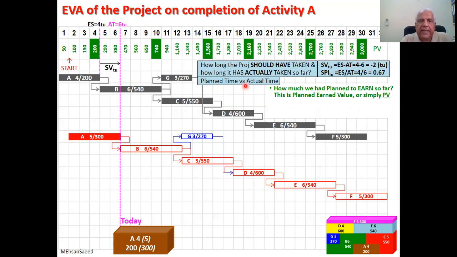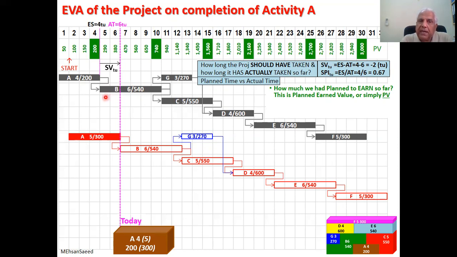Now, if we look at the Gantt chart, today we are here, and as of today, what had we planned to earn? Well, we had planned to earn activity A in full and a portion of activity B. If you can see, activity A is spread over 6 days, call them 6 portions. And out of 6 portions, as of today, we should have completed 2 portions, 2 out of 6 or 1/3 of the activity.